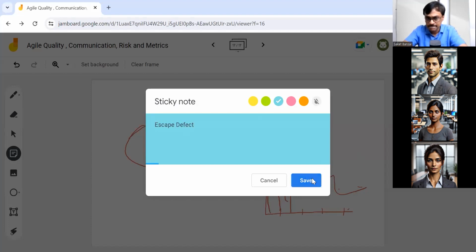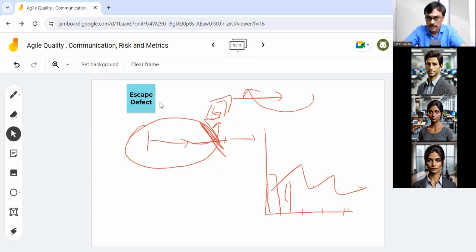Good. Thank you. Can we say that escape defects are those defects which are found after the product goes live? Yes, definitely. Or the bugs which are captured by the client at the time of UAT? Yes, UAT defects can also fall under the escape category because it is something which you missed. You missed it. Yes, both.